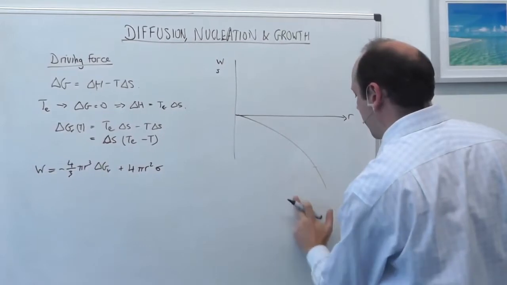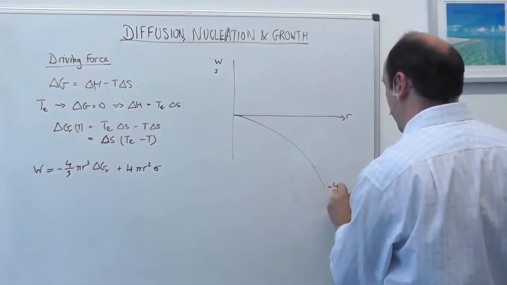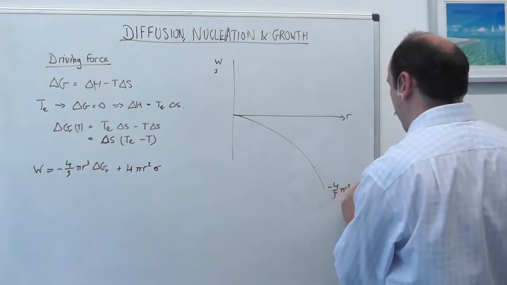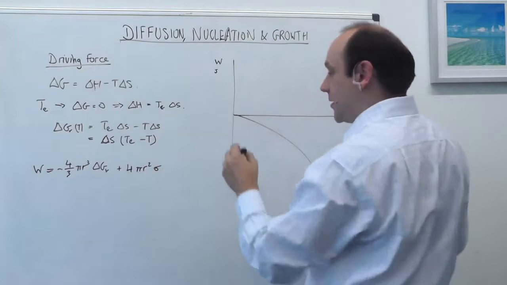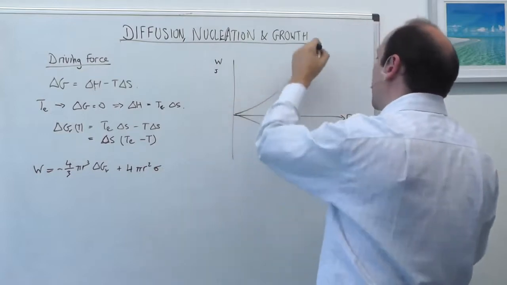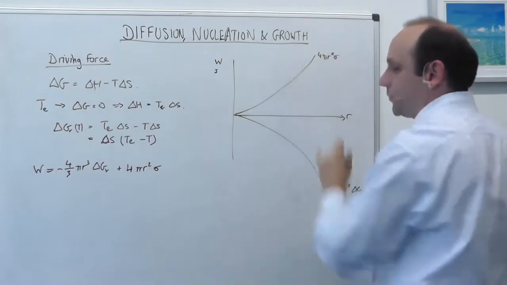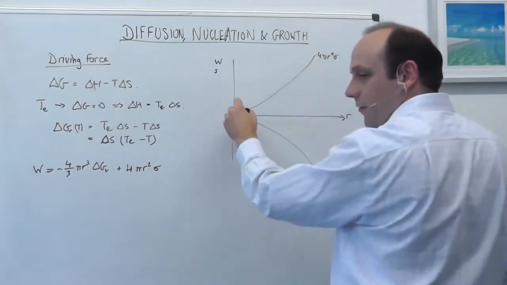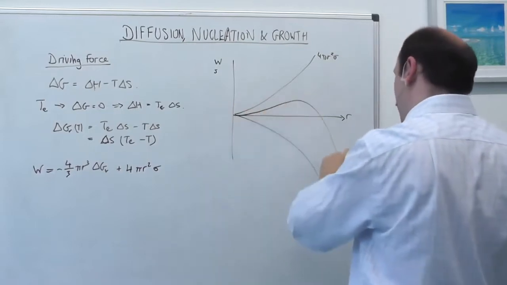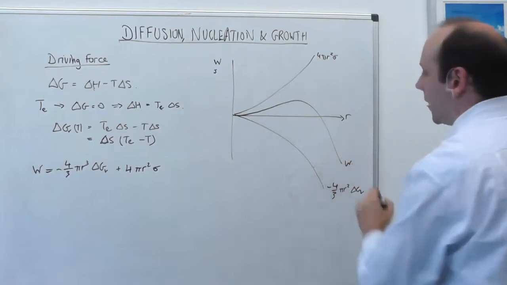So we've got here something that goes off as a minus 4/3 pi r cubed. So that's my minus 4/3 pi r cubed delta GV. And the other component in this equation is something that goes more gently as a squared term. That's my 4 pi r squared sigma. And if I add those two together, I get a curve that looks something like this. So that's what W looks like.